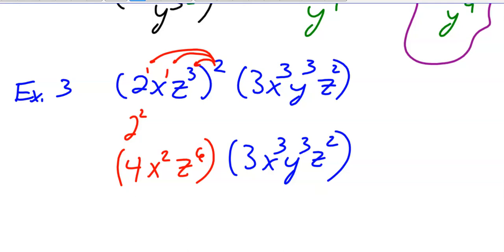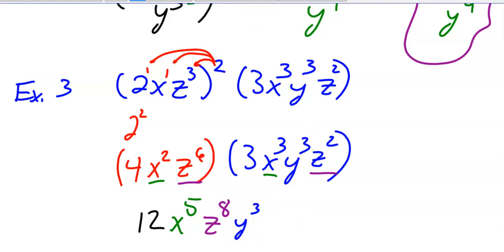So then you're just going to take and multiply 4 times 3 to get 12. And then for the x's, you got x squared and x to the 3rd. That's where you're going to add those together. 2 plus 3 would be x to the 5th. For the z's, z to the 6th and z to the 2nd. So it'd be z to the 8th. And there's only the one y that's back here, and if there's nothing else to put with it, well, then it just stays just like it is.